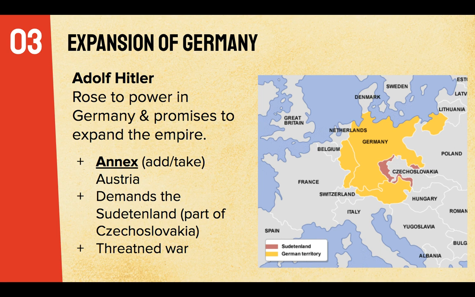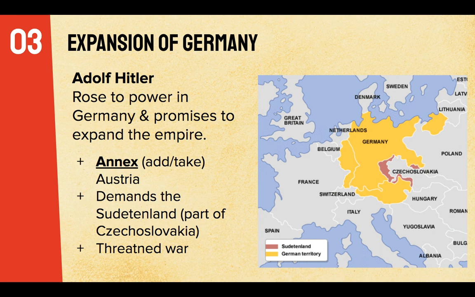All right, so we've covered money, we've covered new governments coming to power, and number 3 is our expansion of Germany. So the Empire of Germany at this moment is being led by a name I'm sure you're familiar with, and that is Adolf Hitler, who was the dictator of Nazi Germany. So he rises to power, and one of his promises to the German people is that he would expand the German Empire.